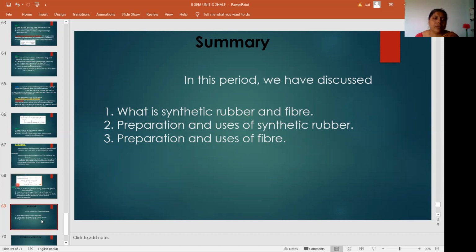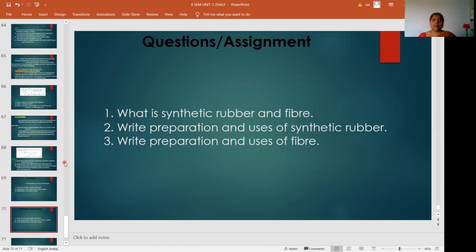Okay. Then come to the questions. So what type of questions do you get? What is synthetic rubber and what is fiber for 1 mark question. Then preparation and uses of synthetic rubber, preparation and uses of fiber. So in your syllabus we have 3 synthetic rubbers and 2 fibers.